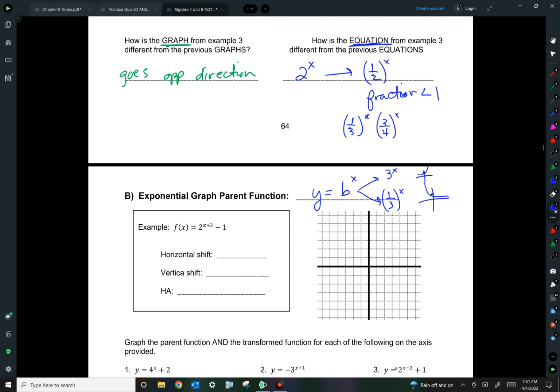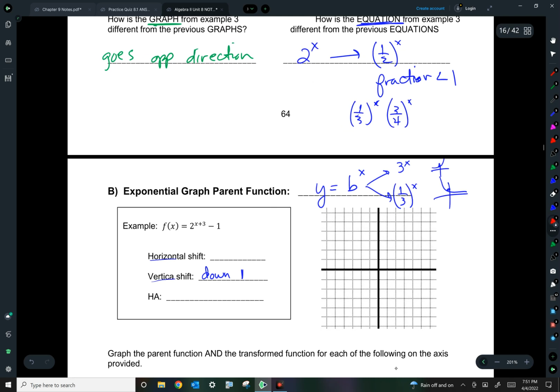Well, if we're moving it left or right, that's going to be a horizontal shift, right? Whereas if you're moving it up or down, that would be a vertical shift. So in this case, remember the -1 is out at the end, so that means we're going to move it down 1. So down 1. The +3 is kind of like, because the 3 is with the x, that's where the implied parenthesis is. So that one's going to go 3 units to the left. So left 3.